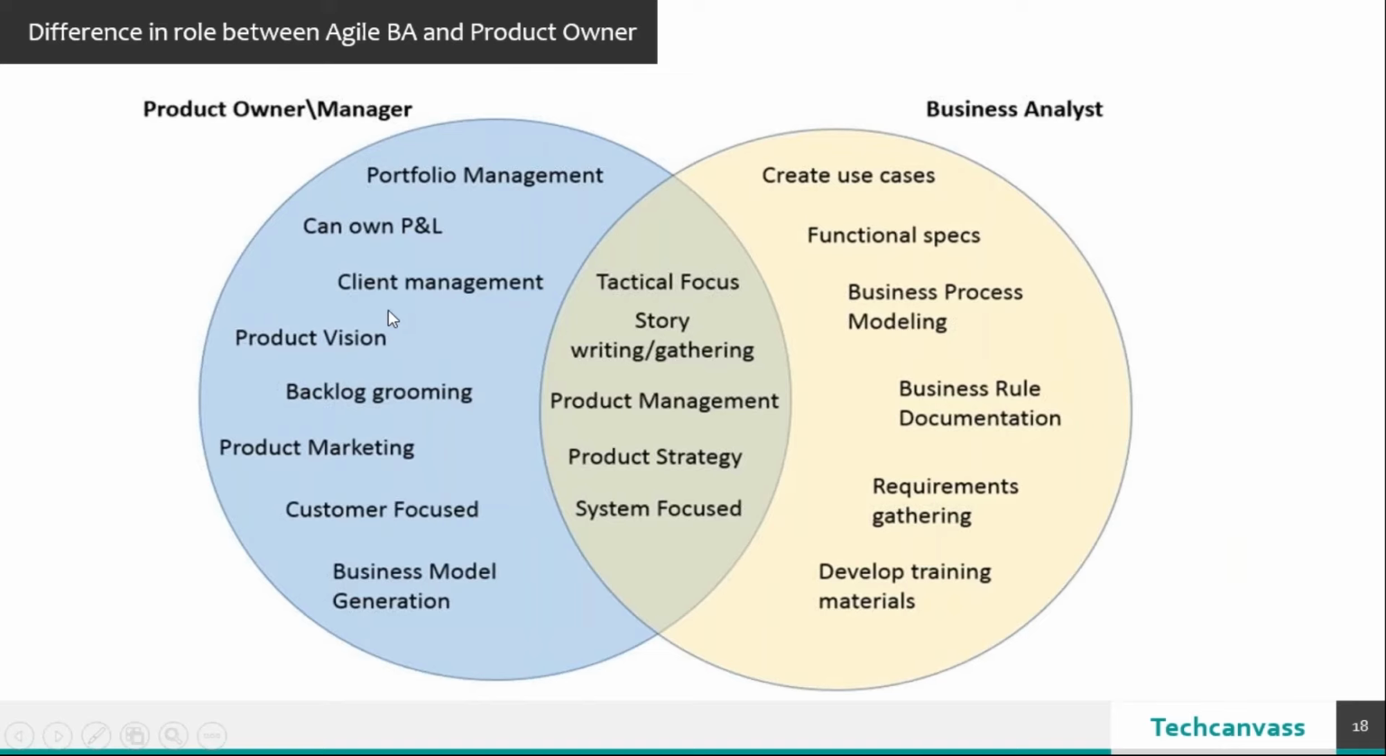Client management is something that a product owner does completely. Owning profit and loss can be done by both a product manager and a product owner, right? Then product marketing, wherein you are discussing with your marketing team and your sales team, and ensuring what the revenue out of it is. That is completely a product manager's work.